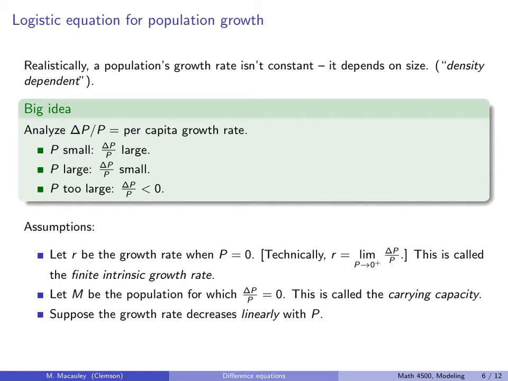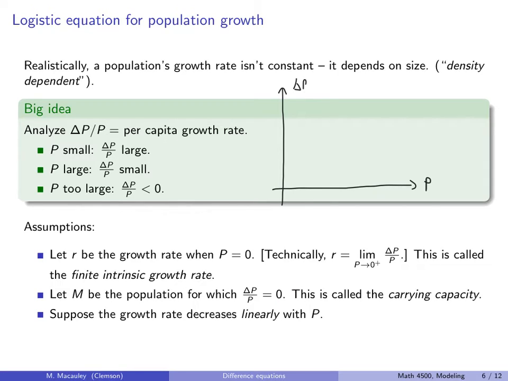And let's let M be the population for which the per capita growth rate is 0. So M is the equilibrium population. This is called the carrying capacity. So if we sketch this, here's what it's going to look like. On this axis we have population P, and up here we have the intrinsic growth rate.